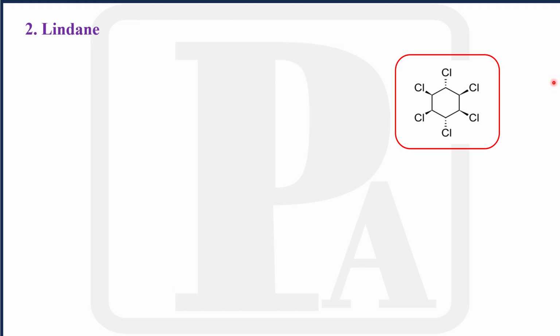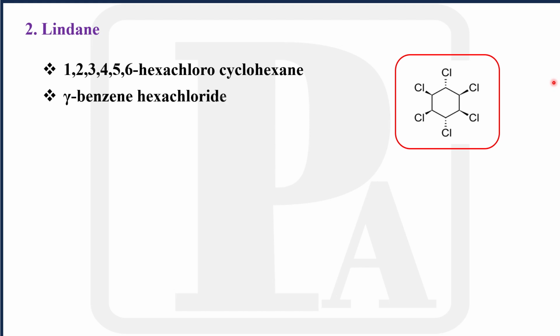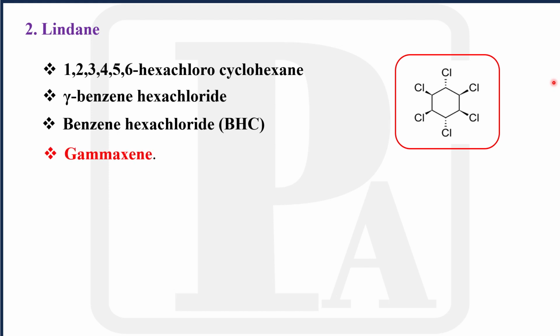The second one is called lindane. Look at the structure of lindane. We have a cyclohexane having 6 chlorines. That's why this is otherwise called 1, 2, 3, 4, 5, 6 hexachlorocyclohexane, or gamma benzene hexachloride, or simply benzene hexachloride or BHC, or by a special name, gammexane. Gamma cyclohexane, that's why gammexane. It is prepared by the chlorination of benzene.